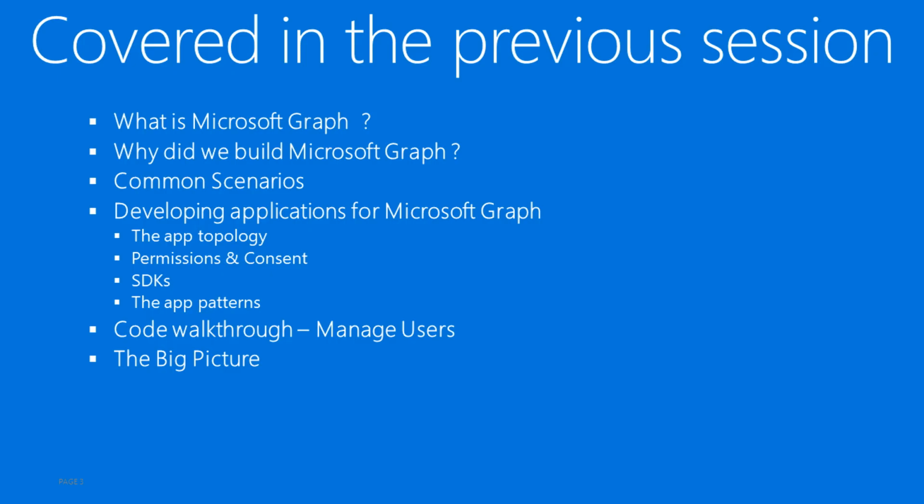The topics that we had covered in those sessions were that I introduced you to Microsoft Graph, as you should know as a developer. And we gave you some reasons why we built it. We discussed some of the common scenarios that app developers could benefit from when they're using Microsoft Graph. We discussed a bit about how applications are developed, their topology. We discussed permissions and consent in more detail. We discussed the various SDKs that are available to make your development job easier. And we discussed the most common app patterns that you would be running into when your applications are trying to interact with Graph.